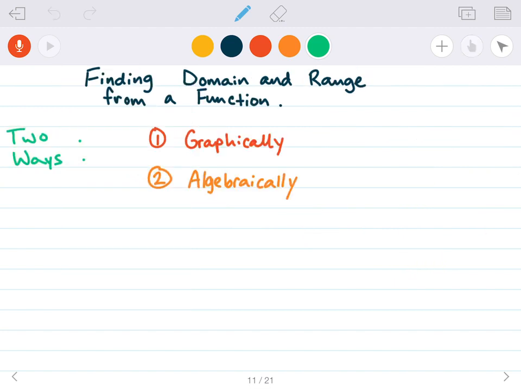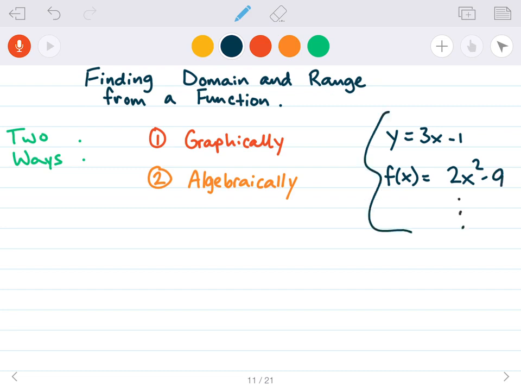So the next thing we're going to do is find the domain and range of functions, meaning something like this. So y equals 3x minus 1, f of x equals 2x squared minus 9, things like these, right? These are all functions. And functions have infinite domain and ranges because typically functions can take on infinite values.